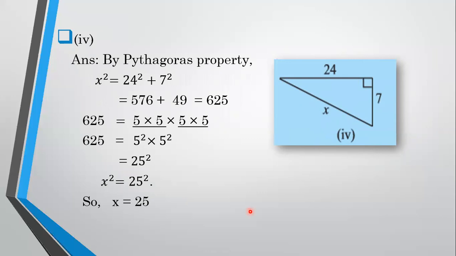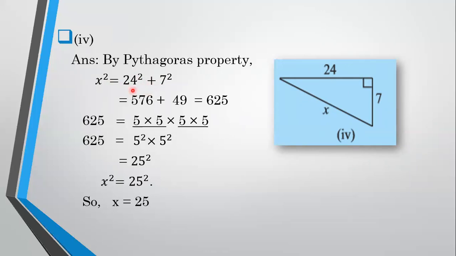See, here the fourth question. Again, we have to find out the hypotenuse only, and one of the legs is 24 centimeter and the other one is 7 centimeter. So, again and again repeating so that you can learn the formula by heart. By Pythagoras property, x square is equal to sum of the squares of the other two sides. The square of hypotenuse is equal to the sum of the squares of the other two sides. So x square is equal to 24 square plus 7 square.